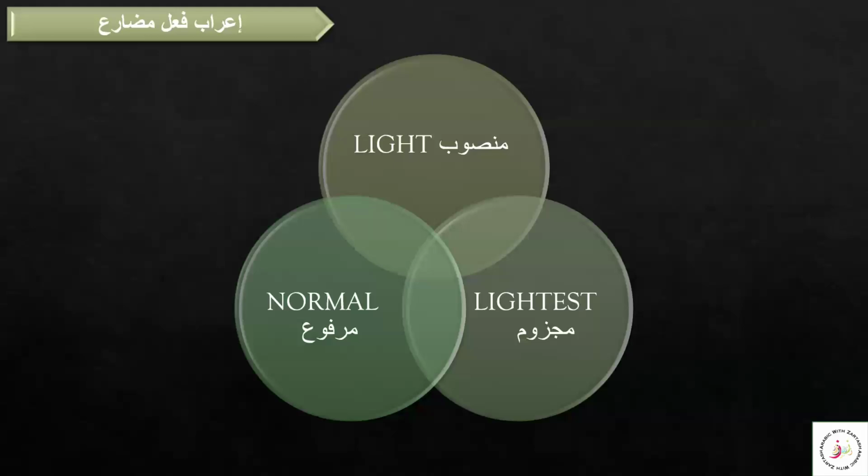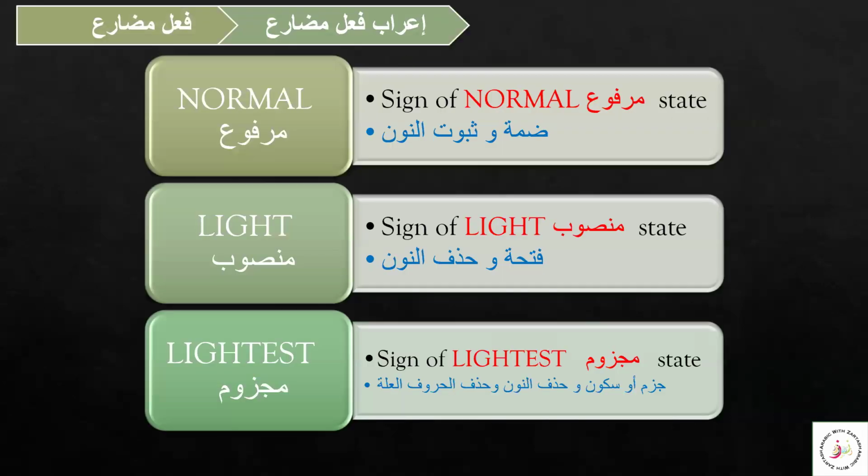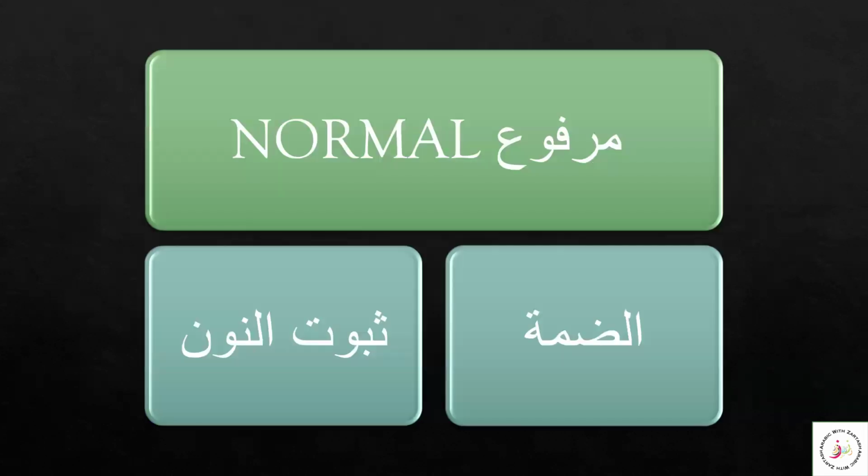Then we have the majzoom, marfu, and mansoob states for fi'l mudari. We learned about the signs for marfu, mansoob, and majzoom. For marfu, we have dhamma and subut noon. For the light mansoob version, we have fatha and the hadhf noon. And for majzoom, we have the jazm or the sukoon, the hadhf noon, or harf illa.